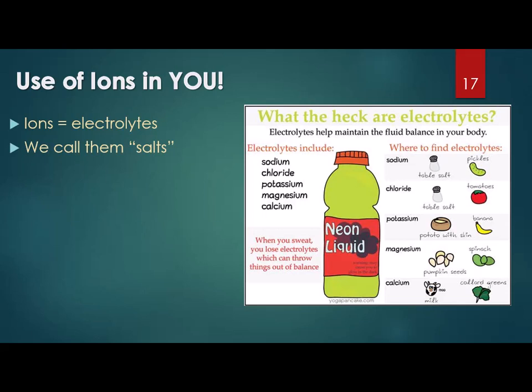Okay, you can't send a nerve impulse without sodium and potassium ions. You can't clot blood without calcium ions. All these ions are needed for the body. And they're pretty easy to get. All you got to do is eat.